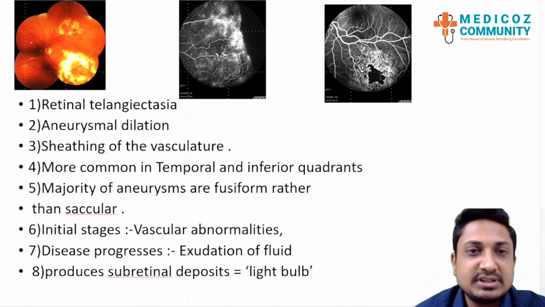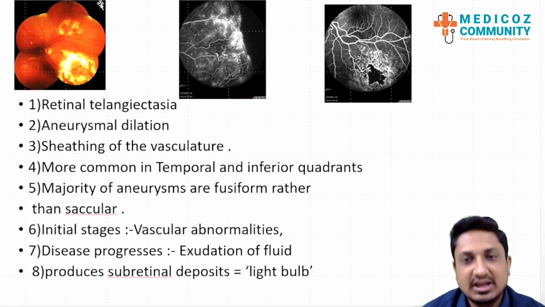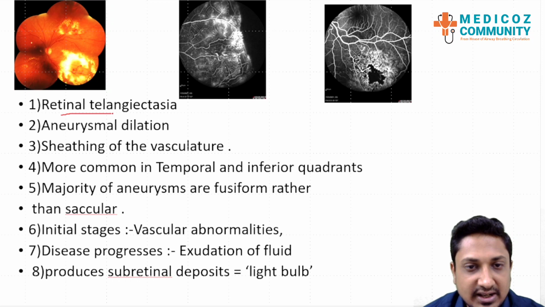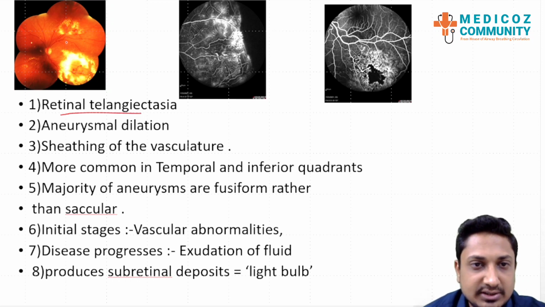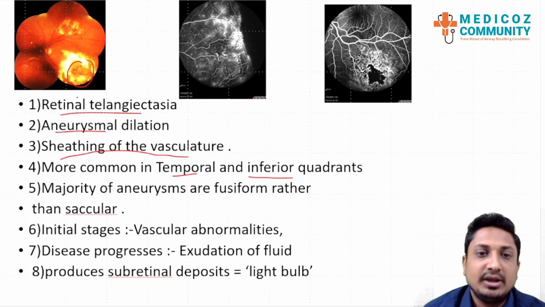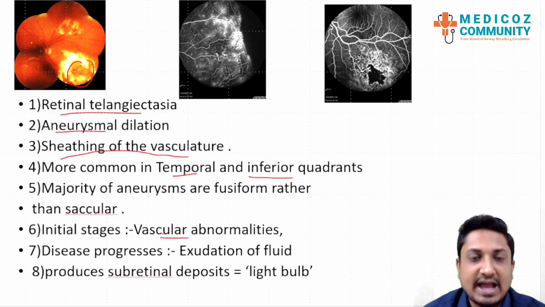Coming to Coates disease, it is very common in males, boys, as compared to girls, and the presenting age, as given in the question, is young. What features do we see? We see retinal telangiectasia. As you can see in this figure, the retinal arteries have formed a telangiectatic network. Aneurysmal dilatation can be seen in the vessels. There is sheathing of vasculature, more common in the temporal and inferior quadrants, and the majority of microaneurysms are fusiform rather than saccular. In the initial stages, there will be vascular abnormalities. As the disease progresses, there will be exudation of fluid.